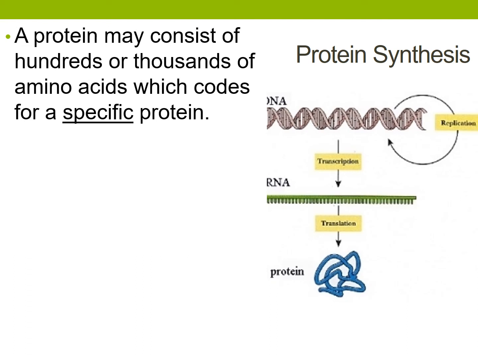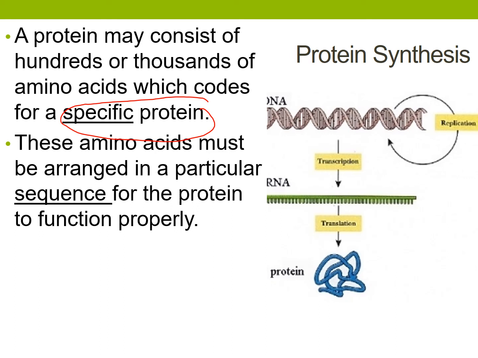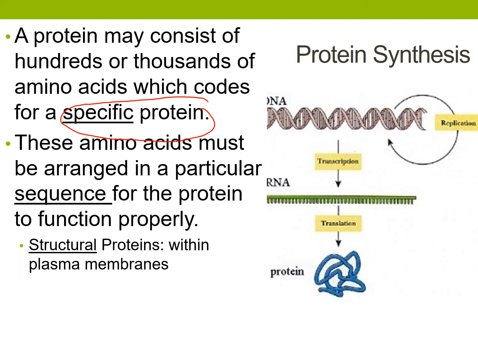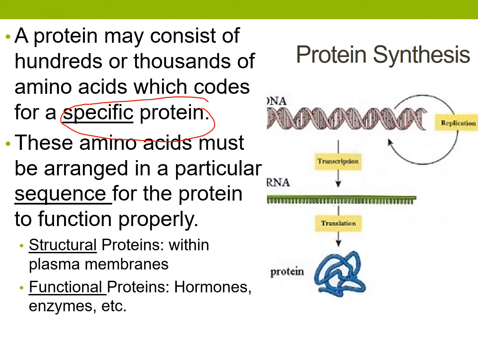So to sum it up, a protein may consist of hundreds and thousands of amino acids. It's only 20, so it's a lot of order. Which codes again for a specific protein. These amino acids can be arranged in particular sequences, and that's the only way they work. And then we have structural proteins that are in plasma membranes, and then we have functional, which is in your hormones and enzymes. So how does the protein synthesis work again?